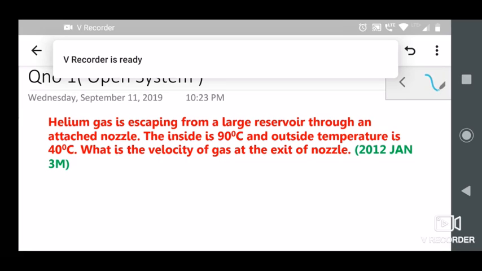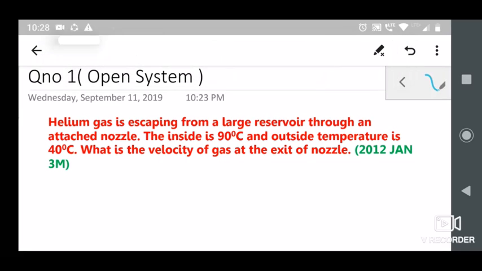Welcome back to the session on solutions related to the open system. Previously we solved problems related to the closed system. Let's start with a simple problem. I have given the order of the problems according to the level or the weightage.